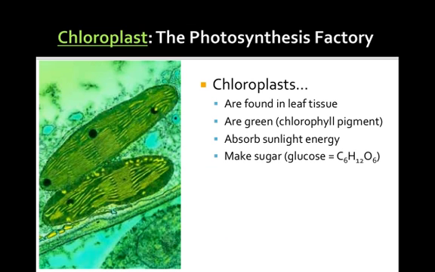So where does photosynthesis happen? It happens in chloroplasts. Chloroplasts are organelles found in plant cells. They're found typically in the leaves, but some plants will photosynthesize on their stem. They're green because they have a pigment called chlorophyll A and B, and those chlorophyll molecules absorb energy.